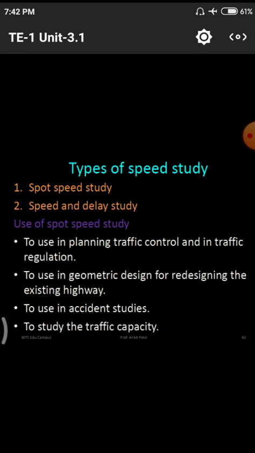Next one, it is used for accident studies also. If there are any accidents occurring at a particular place, first of all we need to know what is the basic root cause for that accident.